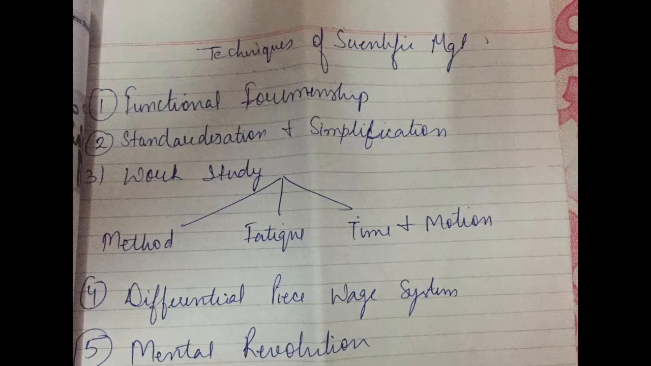Number one, the route clerk. He is the person who basically plans the sequence of operations, that is, how the particular activity will be carried on, and instructs the workers about it.